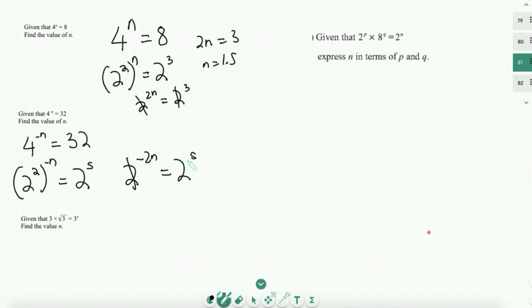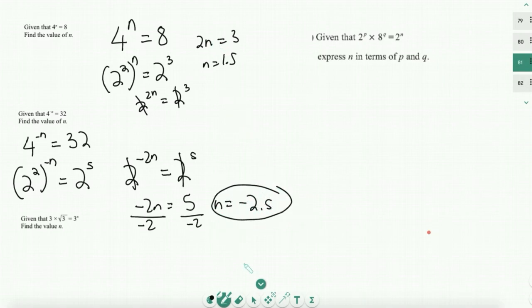Ooh, the bases are the same, we cancel them out. Negative 2n equals 5. Negative 2 is being multiplied by n. We'll divide by negative 2 on both sides. So n is equal to negative 2.5. Next one.